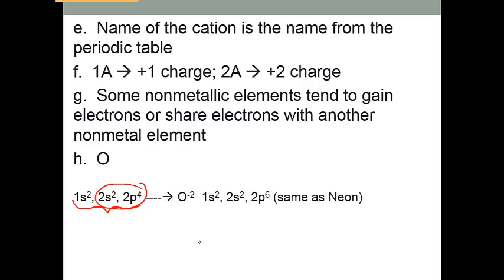8 is what we need for the octet rule. So for oxygen, it is so close to 8. It's at 6 already. So if it can gain 2 more electrons, then it would be like neon, and it would have the 8 in the second energy level, just like neon does. And so oxygen will tend to gain electrons instead of lose, so that we can get that octet rule that we mentioned on the previous slide.